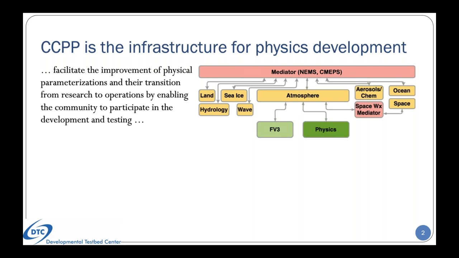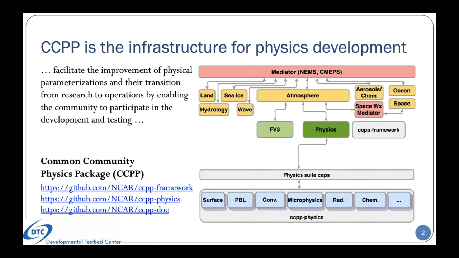All right, so one of the cornerstones of the UFS is to facilitate the improvement of physical parameterizations and their transition from research to operations by enabling the community to participate in the development and testing. So that's quite a mouthful, but that's where the CCPP comes in. The CCPP consists of three GitHub repositories. They're open source, public, and accepting external contributions.